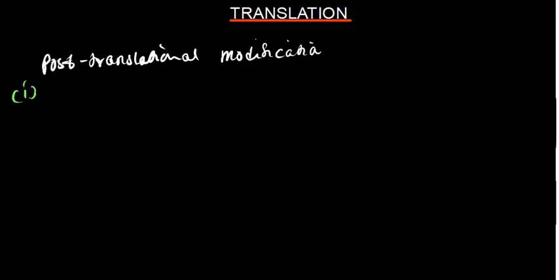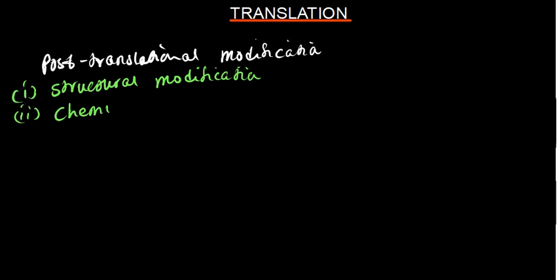The first one is structural modification, which has to deal with the modification of the structure. Then we have the second type of post-translational modification, which is chemical modification. Chemical modification involves addition of chemicals to that particular protein. There are certain proteins which cannot function without the addition of particular elements, such as hemoglobin. The element iron has to be added. That is an example of chemical modification in post-translation.